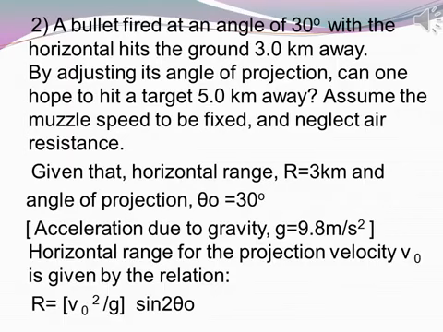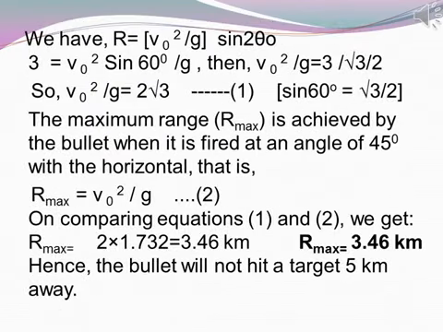What is its solution? Given that horizontal range R is equal to 3 km, angle of projection theta 0 is equal to 30 degree. You know the value of acceleration due to gravity on the earth. This value G is equal to 9.8 meter per second square. We know that horizontal range for the projection velocity V0 is R is equal to V0 square by G sin 2 theta 0.